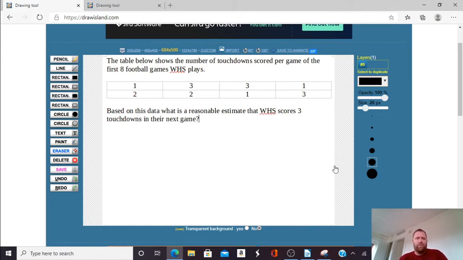Hi, Mr. Unkert here with example number 1 of experimental probability. So, in the experimental probability assignment, you're probably going to get a question similar to this.